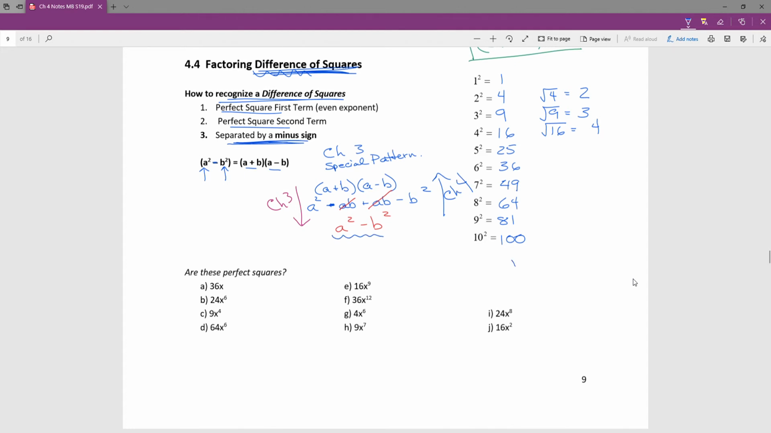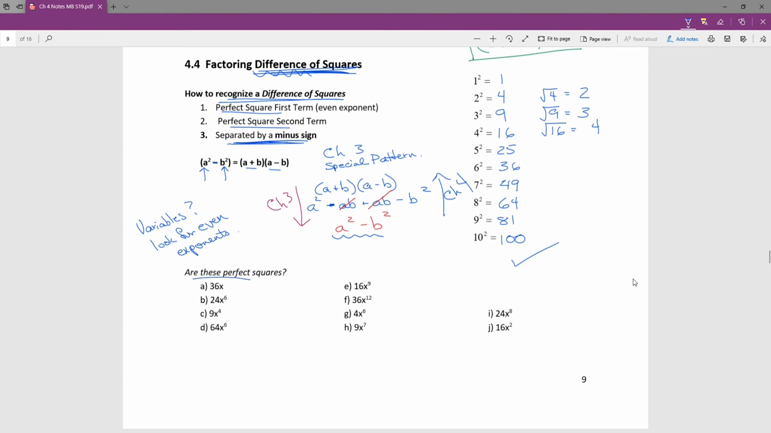So we've got numbers that are perfect squares, and we're also going to talk about what makes variables perfect squares. So these are numbers that are perfect squares. What about variables that are perfect squares? What we're looking for are even exponents. So with variables, look for even exponents because they are perfect squares. You can take the square root of those.